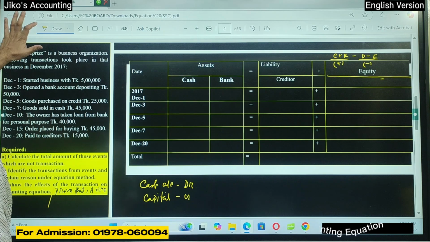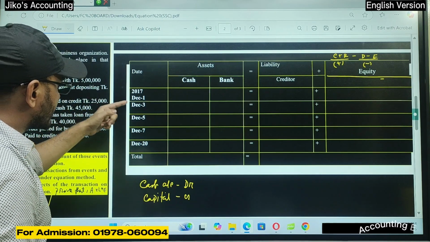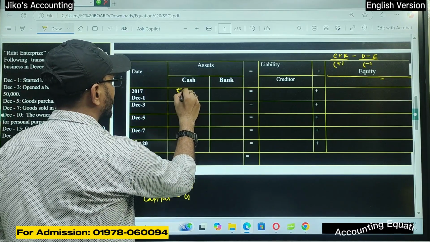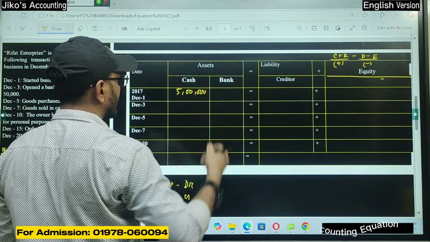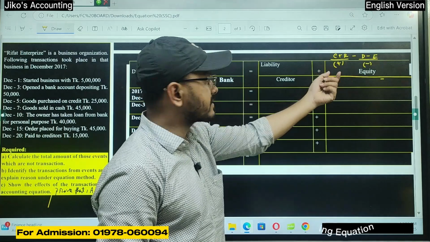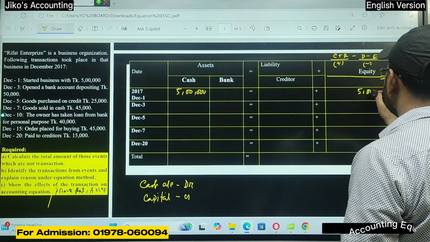Okay. Now, how about the cash amount? I started business with cash. That means my cash amount has increased. What is the amount here? 5 lakh. Then capital and revenue, that means plus. Plus indicates the increment of the equity. 5 lakh.